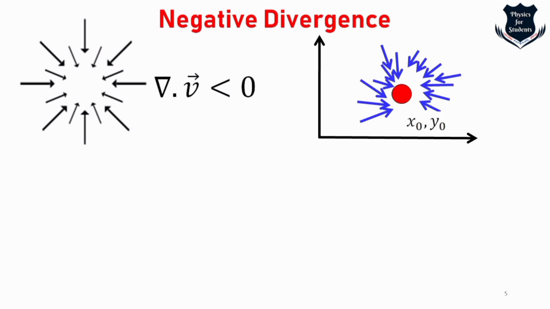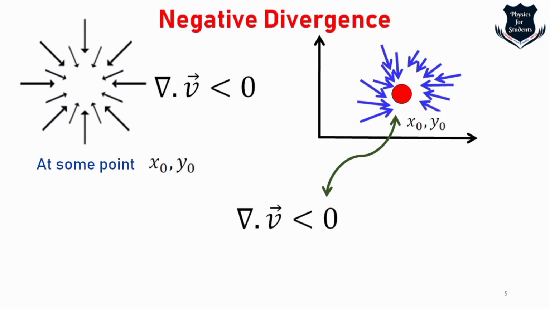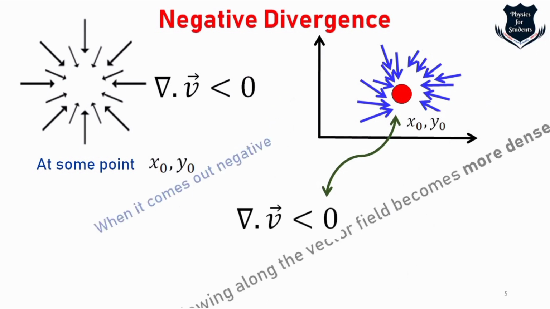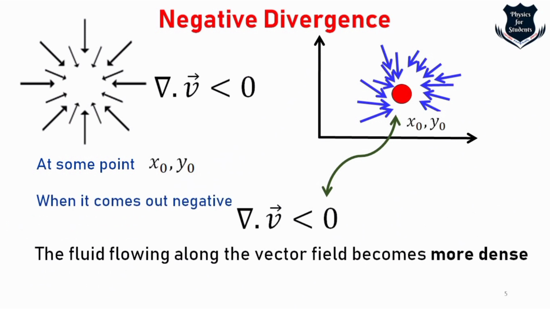So we take a similar example, x0, y0, and at some point x0, y0, the divergence is less than 0. And here it comes that the fluid flow along the vector field becomes more dense. Why more dense? Because obviously the fluid is pointing towards the point, the red dot.